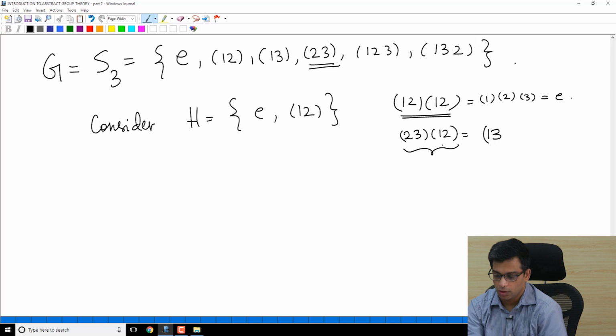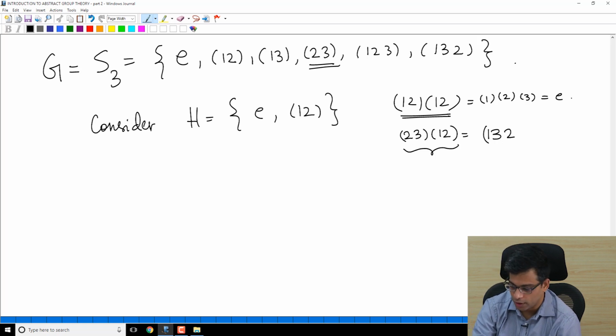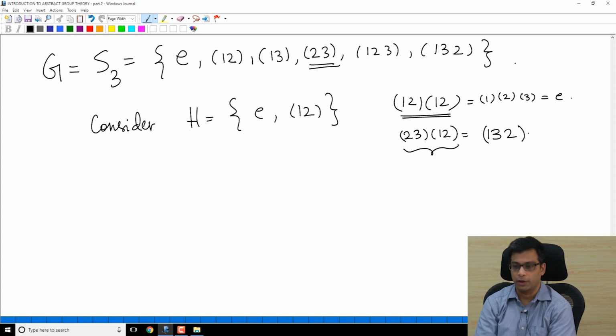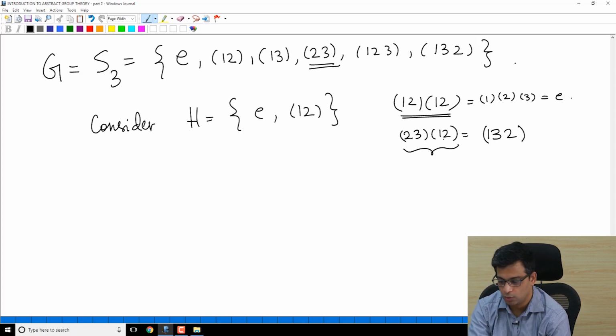Now where does 3 go? 3 goes to 3 under the first element because 3 is not appearing in the first element, and 3 goes to 2 in the second element. So in the product, 3 goes to 2. Let me close the bracket. Where does 2 go under the product? In the rightmost element, 2 goes to 1, and 1 goes to itself under the left element. So 2 goes to 1 in the product. So the product of (2 3)(1 2) is (1 3 2). So H is a subgroup.